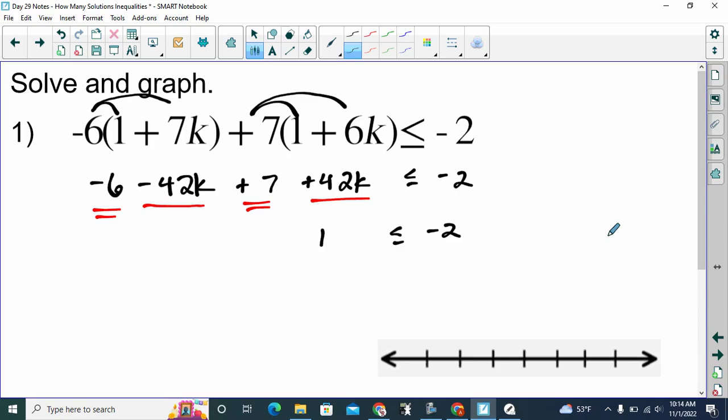Back when we were solving equations, we occasionally had ones where all of the variables canceled out. When that was the case, if we had a statement that was true, we said that there were infinitely many solutions. And if it was false, we said there was no solution. We're doing the same thing here. 1 is not less than negative 2. This is a false statement. Therefore, when it says solve, our solution is that there are no solutions.